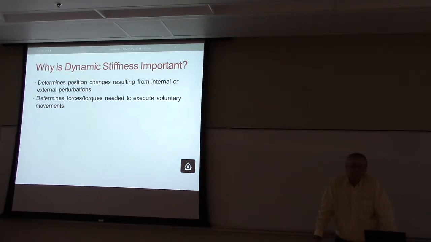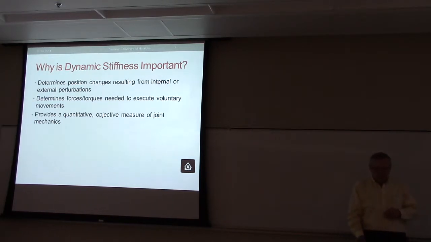So those of you who have ever designed a control system know that it's important to know what the plant is. And in terms of the motor system, the dynamic stiffness is the plant that we're talking about. And it also provides an objective, quantitative measure of joint mechanics.